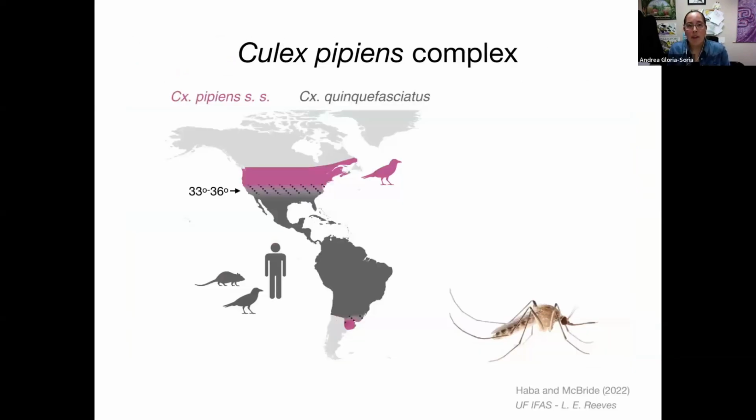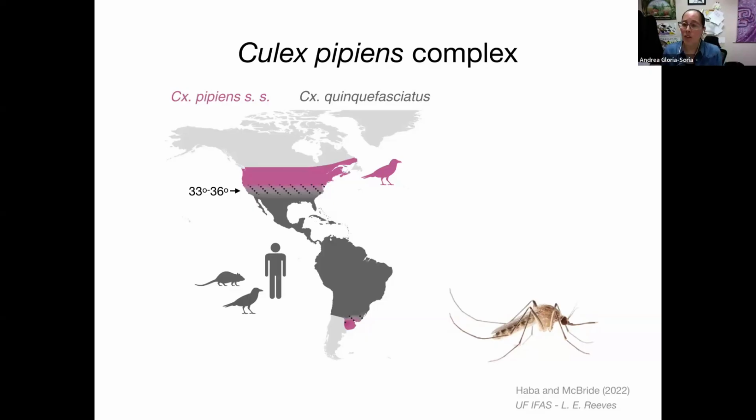In North America, this Culex pipiens complex is represented by two species, Culex pipiens and Culex quinquefasciatus. In this map, you can see Culex pipiens is a northern species. It prefers to feed on birds, and it's able to diapause to survive the winters. On the other hand, Culex quinquefasciatus is the southern species, and it has a more generalist feeding habit, feeding on both mammals and birds. This mosquito cannot overwinter, so it's a more warm mosquito, if you want to call it that way.